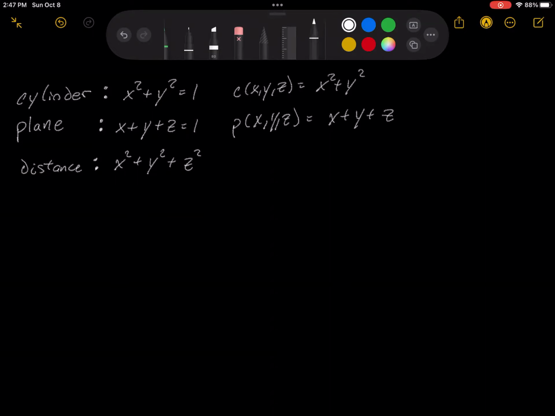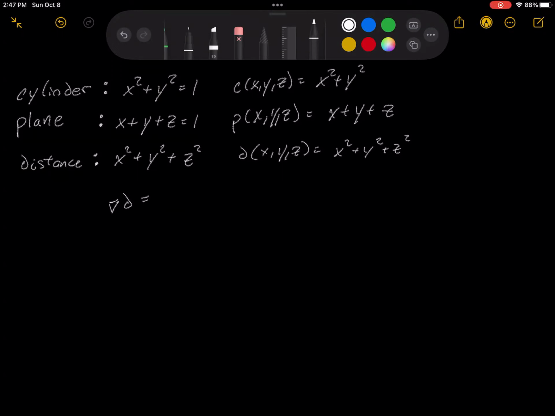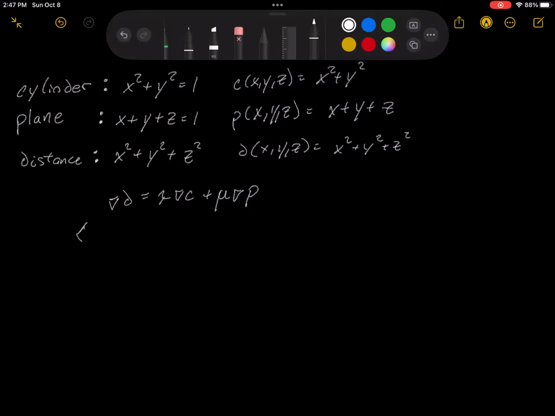All right, and the distance function, just for completeness, for a point x, y, z is x squared plus y squared plus z squared, or rather, I could call this the distance squared function. The method of Lagrange says that the gradient of the function that we're trying to minimize or maximize has to be a linear combination of the gradients of the constraint equations. And the geometry is really cool. We're going to talk about it. But let's just go through it and find it now. We'll talk about what the picture is later.